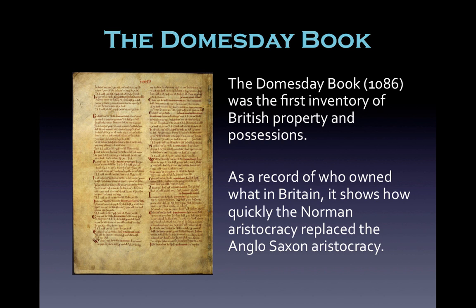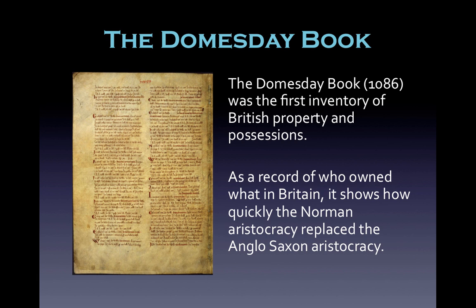So let's take a look at the aristocracy. One of William's most important initiatives was the commissioning of an inventory of British property and possessions known as the Domesday Book. William's people scoured the cities and the countryside, counting every landowner, every peasant, every building, every chicken, every cow, every bushel of wheat. This inventory would allow William to collect taxes. The more someone owned, the more money William could demand of him.